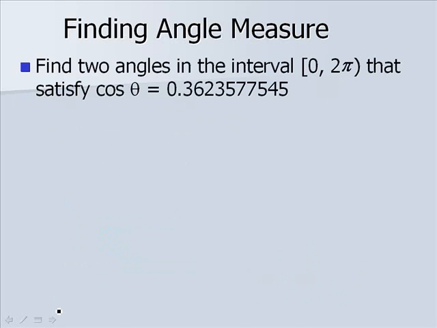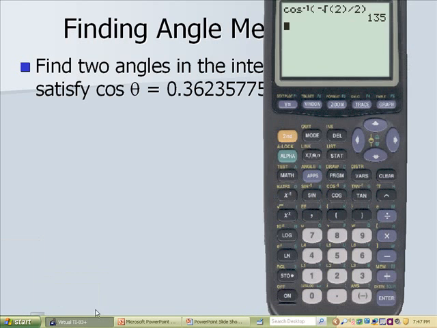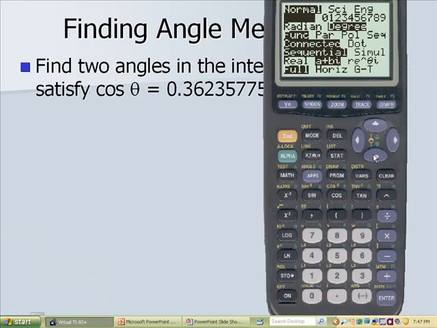Now let's find two angles in the interval 0 to 2 pi that satisfy cosine of theta being equal to the following angle. Since we've changed to 0 and 2 pi, we're now in radian mode. So on our calculator, let's change our mode to radians.